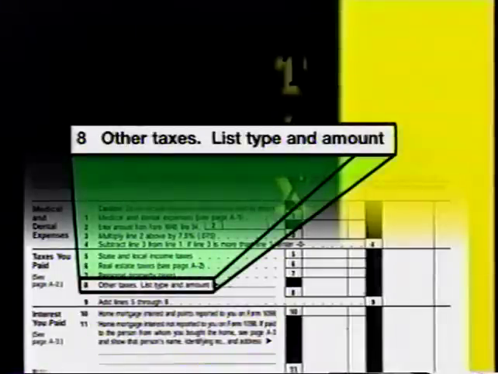Line 8, Other Taxes, doesn't apply because the Hendersons paid no other taxes. Line 9 is just the sum of lines 5 through 8, which is $4,500. Now let's move down to the interest you paid section. This section covers exactly what you'd think.